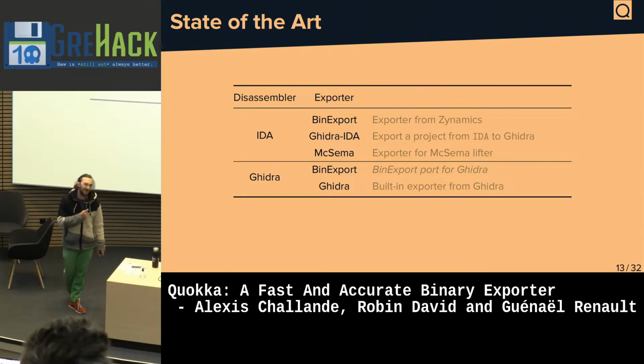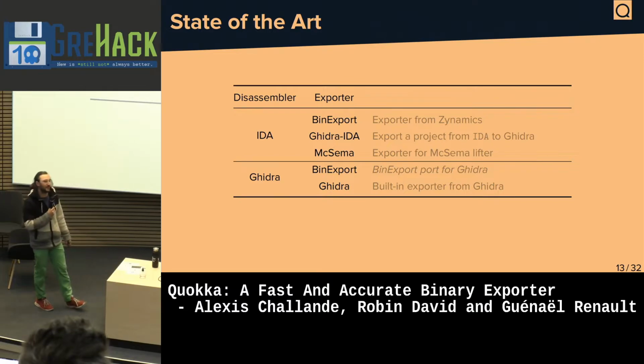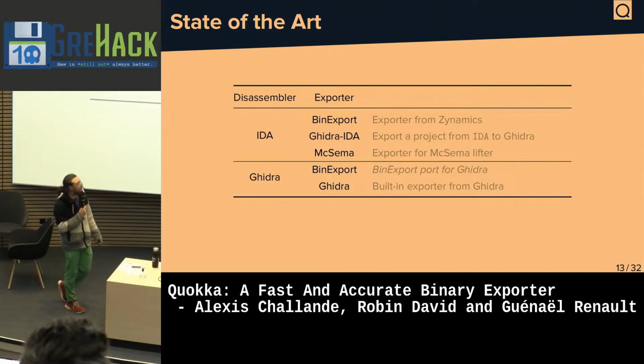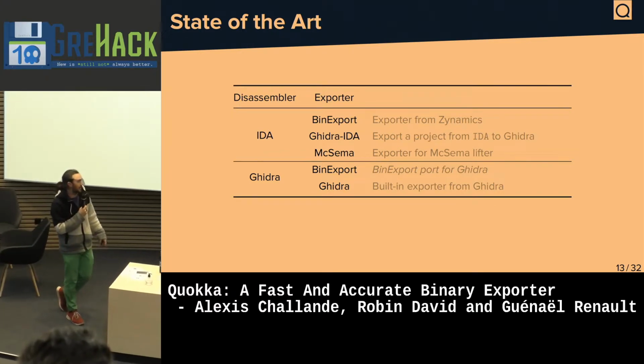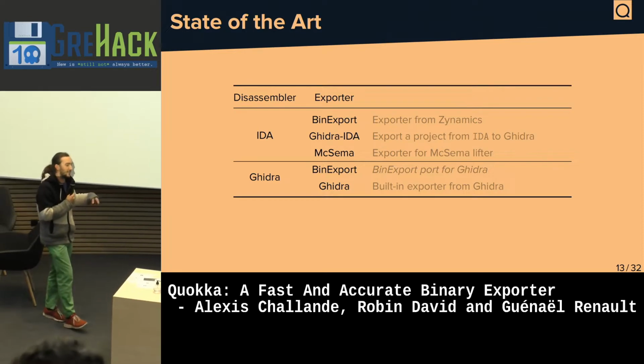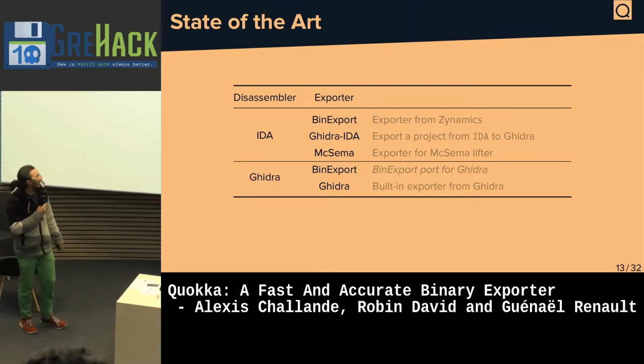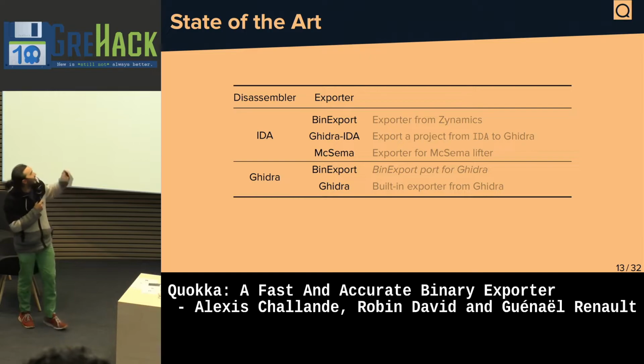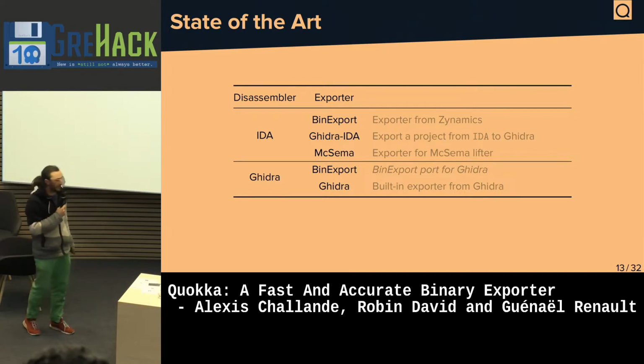There have been some exporters that have been introduced. The most famous one is BinExport, which has been developed by Zynamics for BinDiff. Zynamics has been acquired by Google a few years ago, but to make BinDiff work, they actually export the binary using BinExport, and they load it within BinDiff. There is also the official Ghidra plugin for IDA, which exports a project from IDA to import it into Ghidra. And there is also something from 12 bits, an exporter from Maxima. But, well, all these IDA plugins also have some Ghidra counterparts.